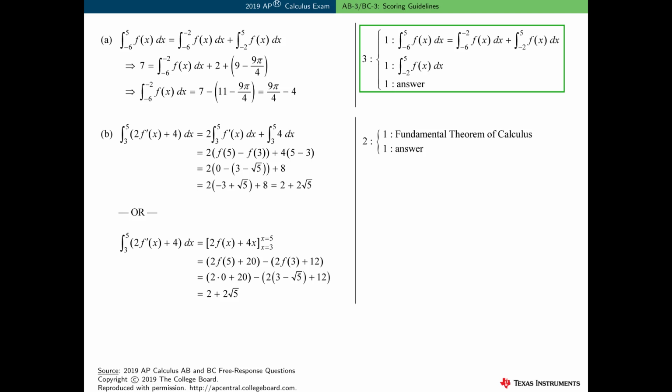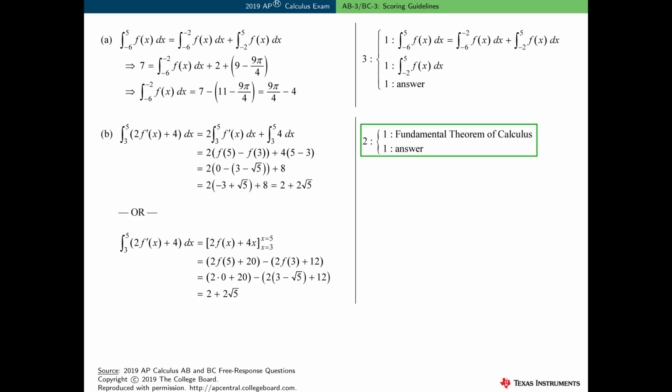Part A was worth 3 points. The most common method for solving this problem was to use an appropriate property of integrals. So 1 point for using a suitable property of integrals to write an expression involving the desired definite integral, 1 point for evaluating the integral from -2 to 5 of f of x dx, and 1 point for the final answer.